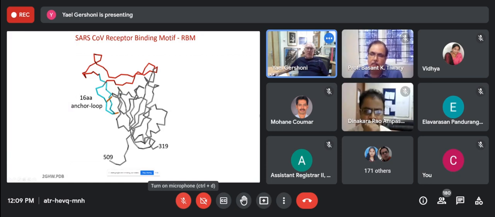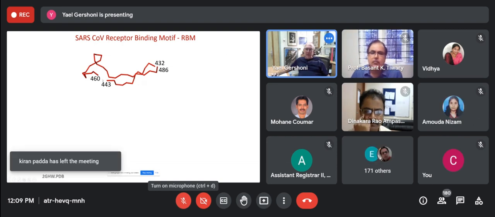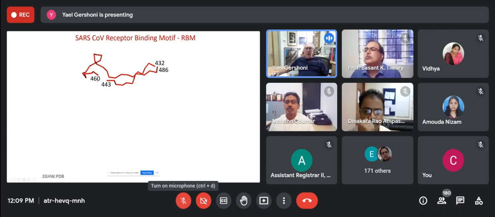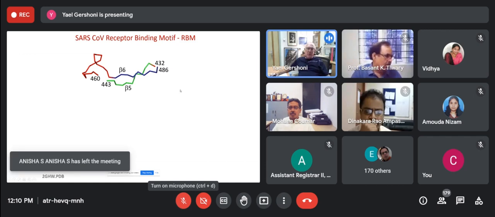So we made the decision to see maybe if we're expressing the RBM with the loop, it doesn't fold correctly. Could we remove the loop, which creates a situation where we have 2 discontinuous strands of the RBM, 432 to 443? We remove the loop here, and then we go from 460 to 486. So these 2 beta strands, which I'm highlighting, are critical and very important for binding the receptor or the neutralizing antibody, but we need some mechanism to hold them in place in the proper conformation.